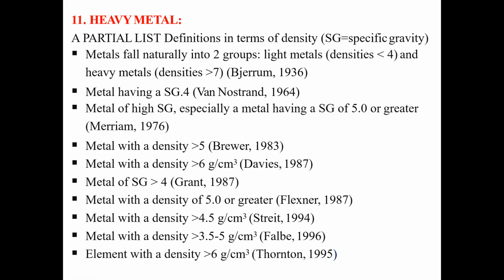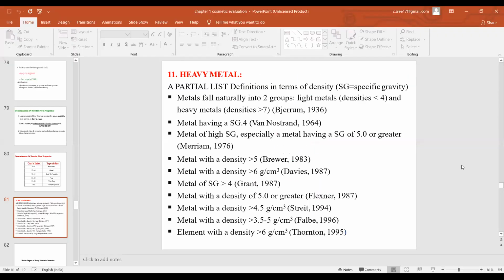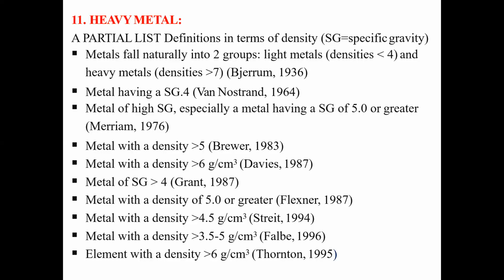Okay, then let's talk about the metals. Heavy metals: a partial list, defined in terms of density. Metals fall naturally into two groups: light metals, with density less than 4, and heavy metals, with density more than 7. Metals having so and so, this list.